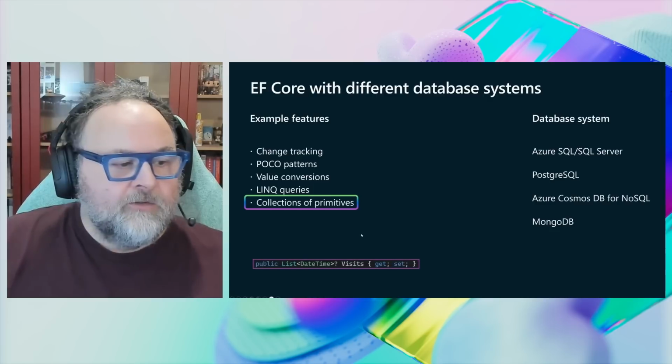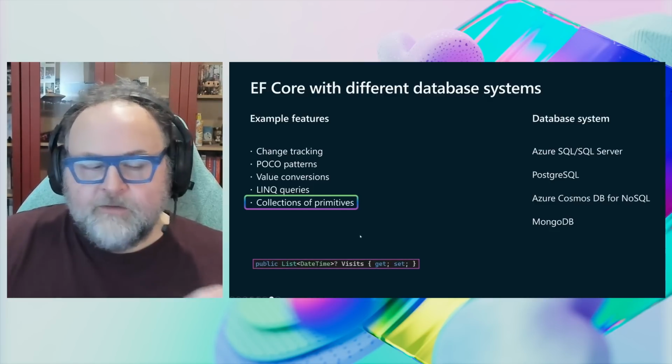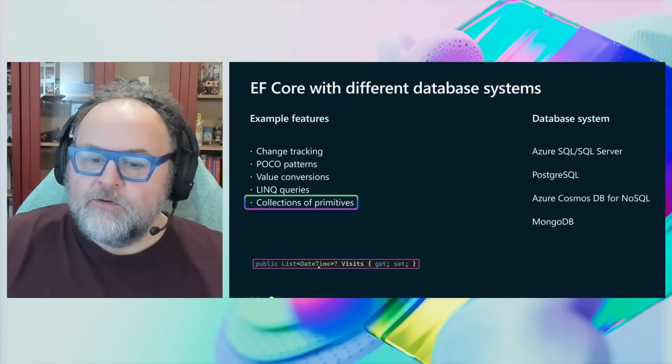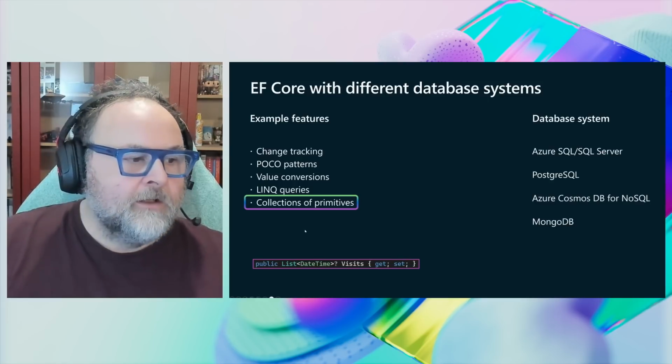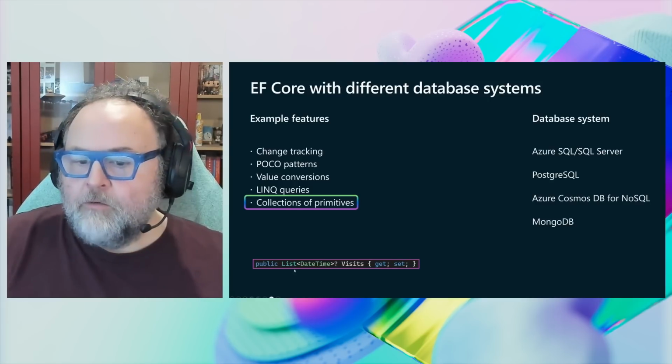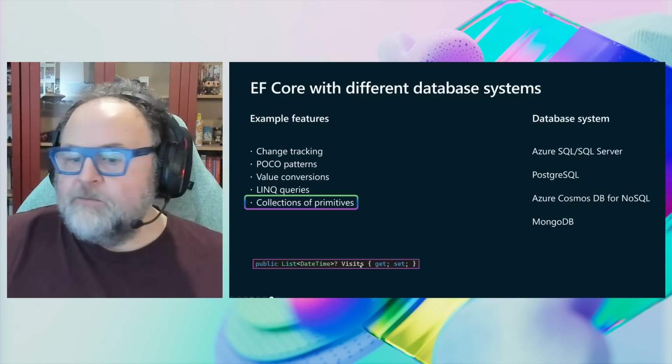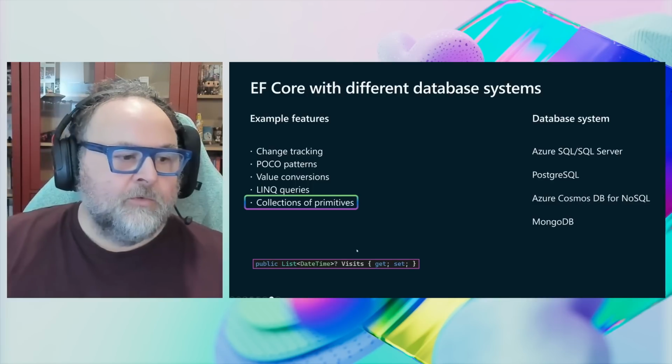Okay, so let's talk about collections of primitives. What do I mean by collections of primitives? Well, primitives is a very overloaded term, but in this case, I mean things that the database understands: date, time, strings, ints, that kind of thing. By collections, I mean lists like this or arrays. So basically, I've got an array of date time here, which are timestamps for when somebody visited. That's what we're talking about.